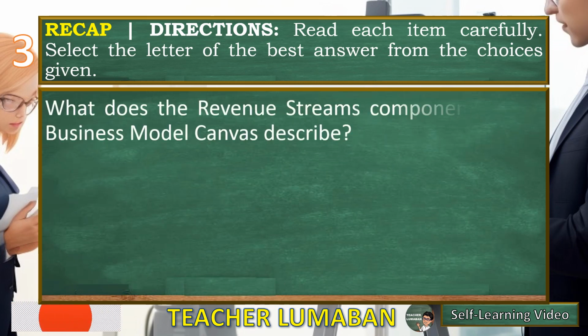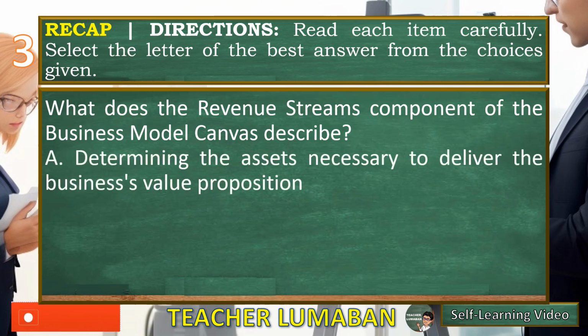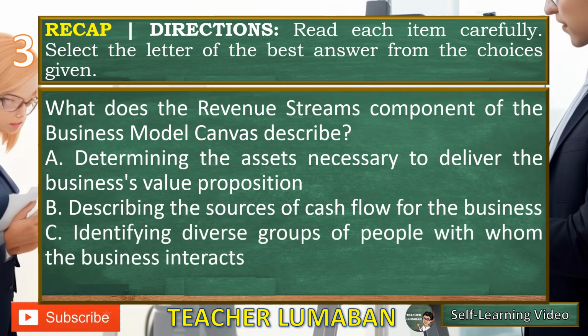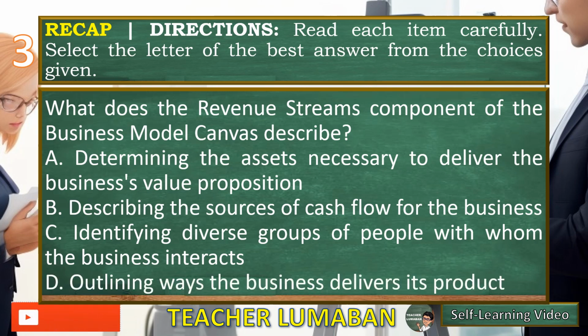What does the revenue streams component of the business model canvas describe? A. Determining the assets necessary to deliver the business's value proposition. B. Describing the sources of cash flow for the business. C. Identifying diverse groups of people with whom the business interacts. D. Outlining ways the business delivers its product.